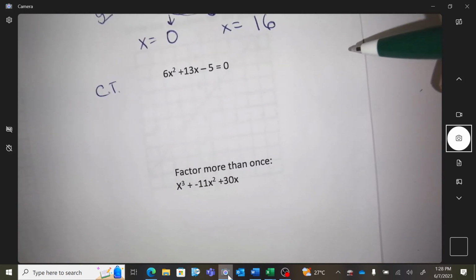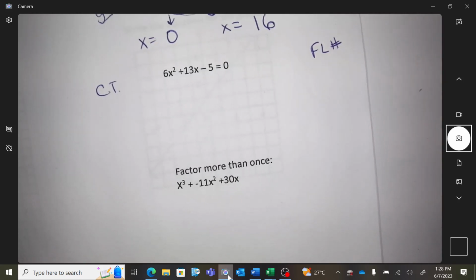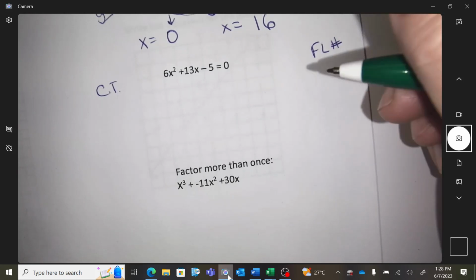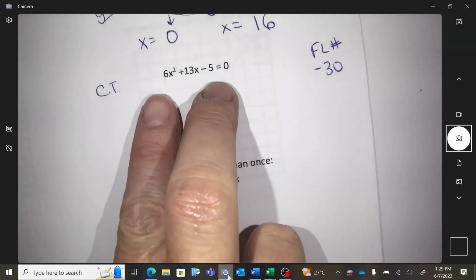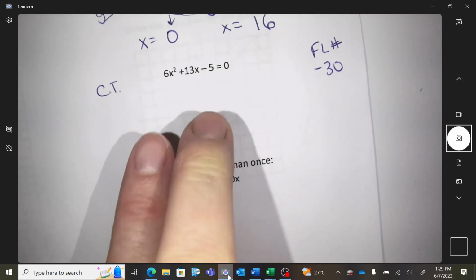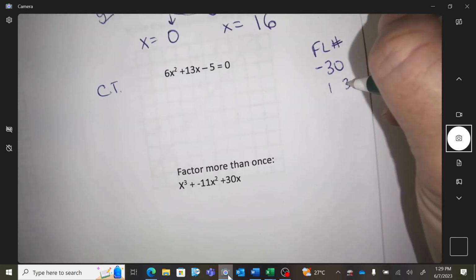I'm going to do some work on the side. What kind of work would I start with? Yeah, the flow number, which is -30. So let's see where I'm getting the -30 from. First times last. Okay, now I need some 30 sets.